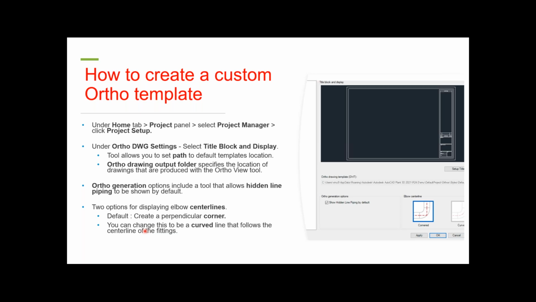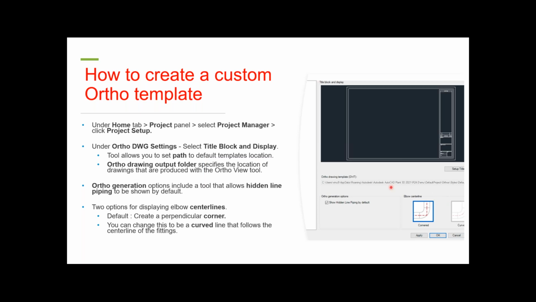So normally, where do I access my ortho setup? If I want to access my ortho setup, I have to go to the project panel under the home tab and select your project manager, or if you have already launched your project, just click on the project manager and go to the project setup. And within the project setup, there will be an option for ortho drawing settings. Under the ortho drawing settings, you will have different options to select. This is how the ortho drawing settings will look like. So we'll see that in a moment.